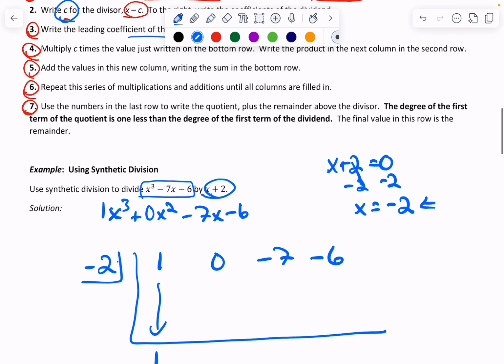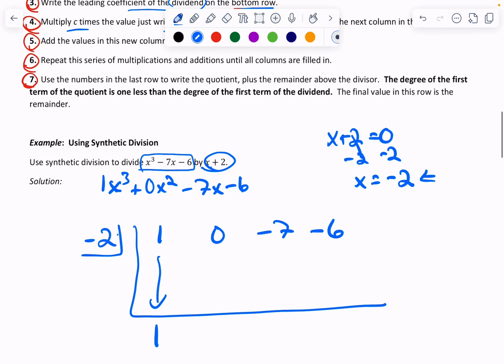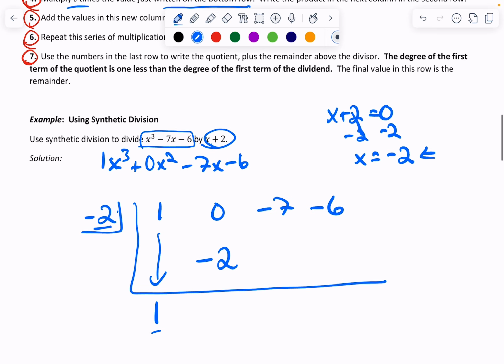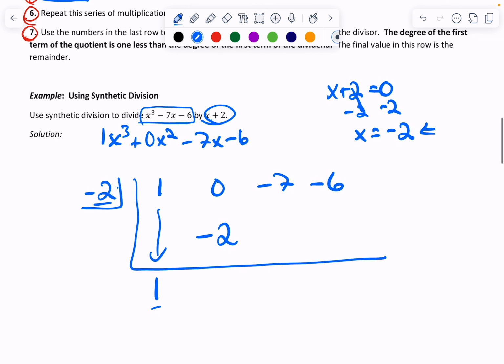Next step is multiply c times the value just written on the bottom row. So 1 times negative 2 is going to be negative 2, and it goes in the next column in the second row, right where I wrote it. Okay, next we're going to add the values in this new column, writing the sum in the bottom row. So 0 plus -2 is going to be -2.